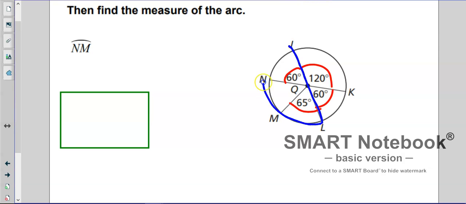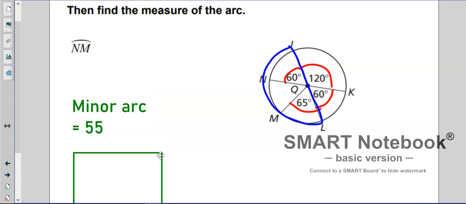Another way is to think about it. We have a semicircle here, which is 180 degrees. So if we add up 60 and 65 and subtract from 180, we'll still get the same measure. It doesn't matter. That's probably a little quicker because you're adding up fewer numbers, but you're using the calculator. You're probably saving 10 seconds. But that would end up being 55 degrees.